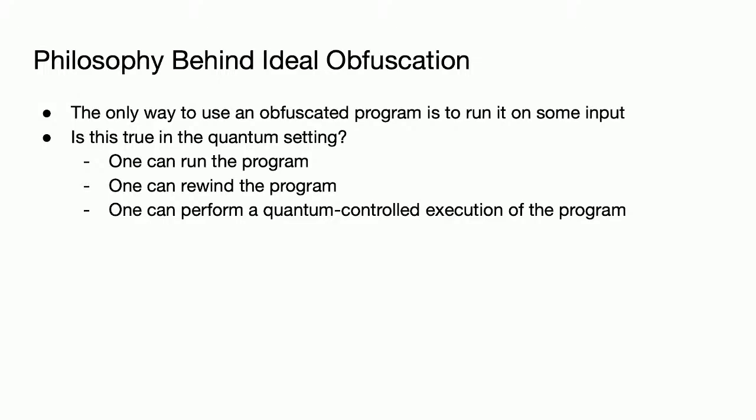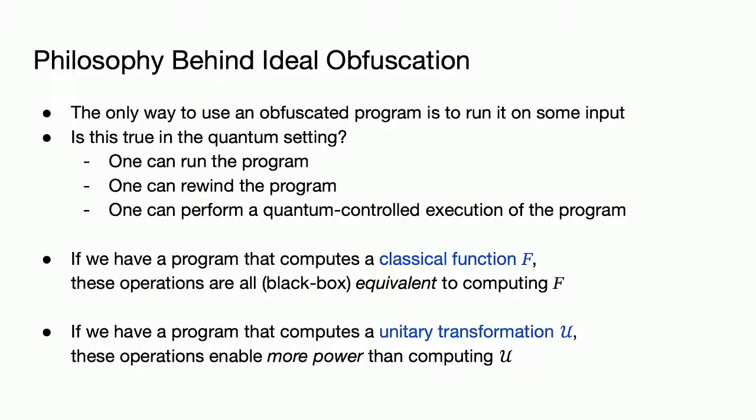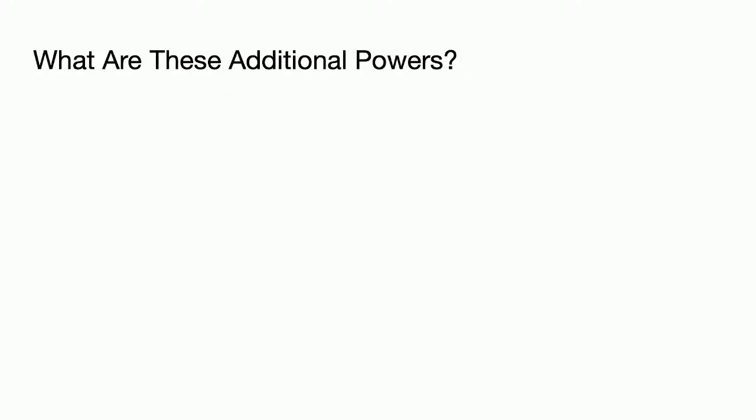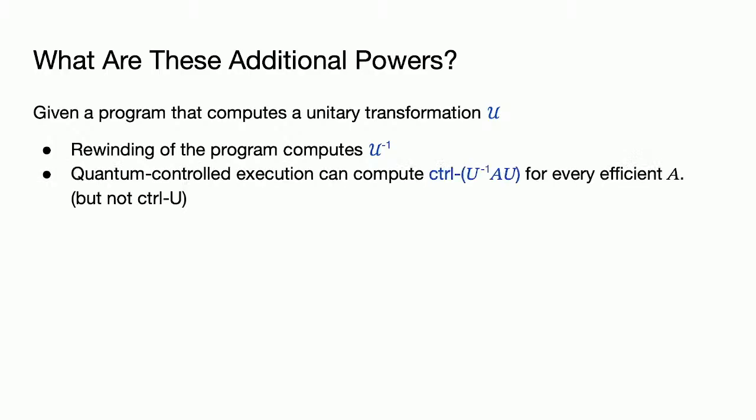Classically, if the quantum program implements a classical function, these operations are all equivalent to computing f. But quantumly, if the quantum program implements a unitary transformation, these quantum operations can enable new power that goes beyond just evaluating U. So let's explore what these new functionalities are. Suppose we're given a quantum program that computes a unitary transformation U. The rewinding of the program will give us U inverse. And performing some quantum controlled execution can give us this controlled U inverse A U for every efficient operator A.